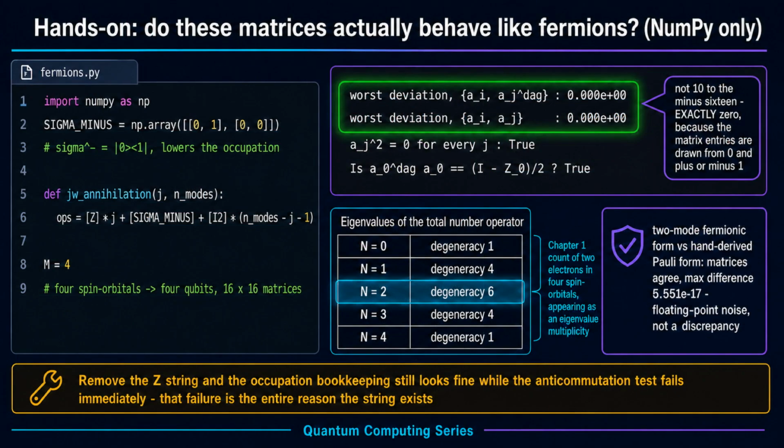This section is the centerpiece. We build the Jordan-Wigner operators for 4 modes as explicit 16 by 16 NumPy matrices, and then test them, because a mapping that gets the signs wrong is not obviously wrong to the eye. Every anticommutation relation is satisfied with deviation exactly 0, not merely at the level of rounding, because the matrix entries are drawn from 0 and plus or minus 1. The annihilation operator squared vanishes for every mode. The number operator has eigenvalues 0 through 4 with degeneracies 1, 4, 6, 4, 1, exactly the binomial coefficients.